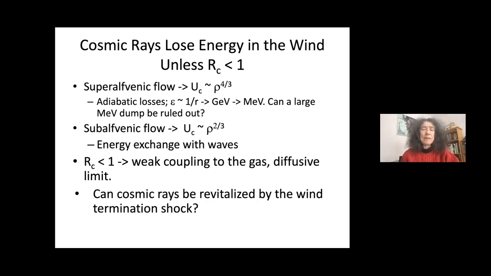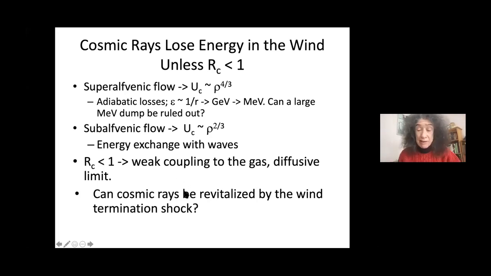If we go to sub-Alfvénic flow, then U is basically the Alfvén speed. And in that case, you can show that the cosmic ray energy density goes like rho to the 2/3. And this is due to energy exchange with waves. Okay. So in the diffusive limit, where R_C, the cosmic ray Reynolds number, is less than 1, the cosmic rays don't lose energy, but I think that's less likely. I think the cosmic ray Reynolds number is actually pretty large for galactic winds, and that means that cosmic rays lose a lot of energy as they fly out.